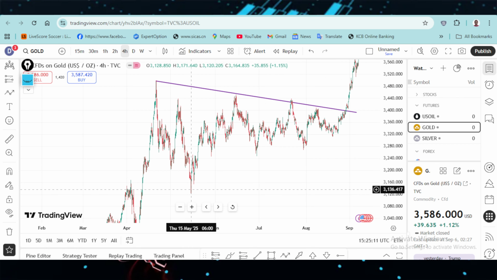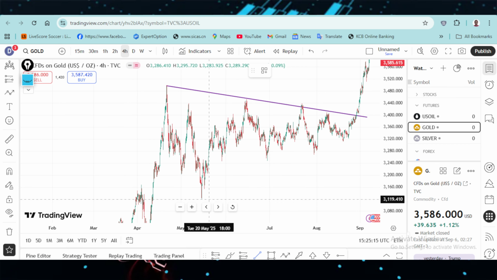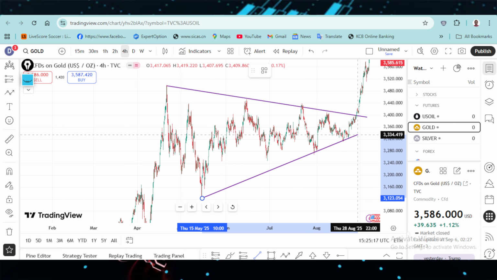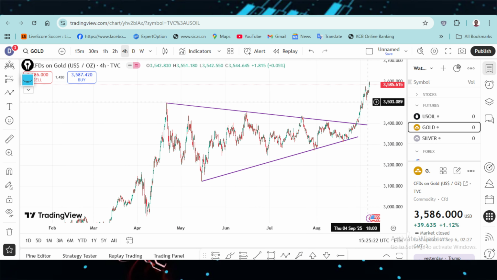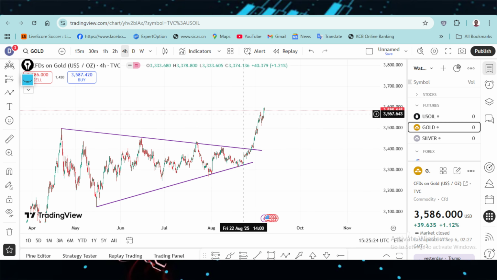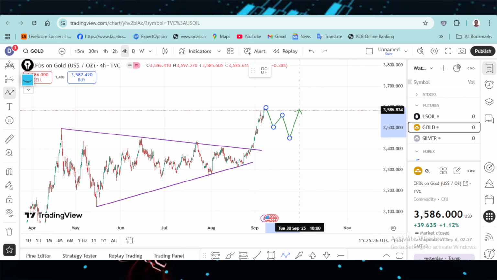of this. It broke out of the trading channel or the triangle. This move is big. What will happen next? I'm expecting this market to make a corrective structure before any further move.